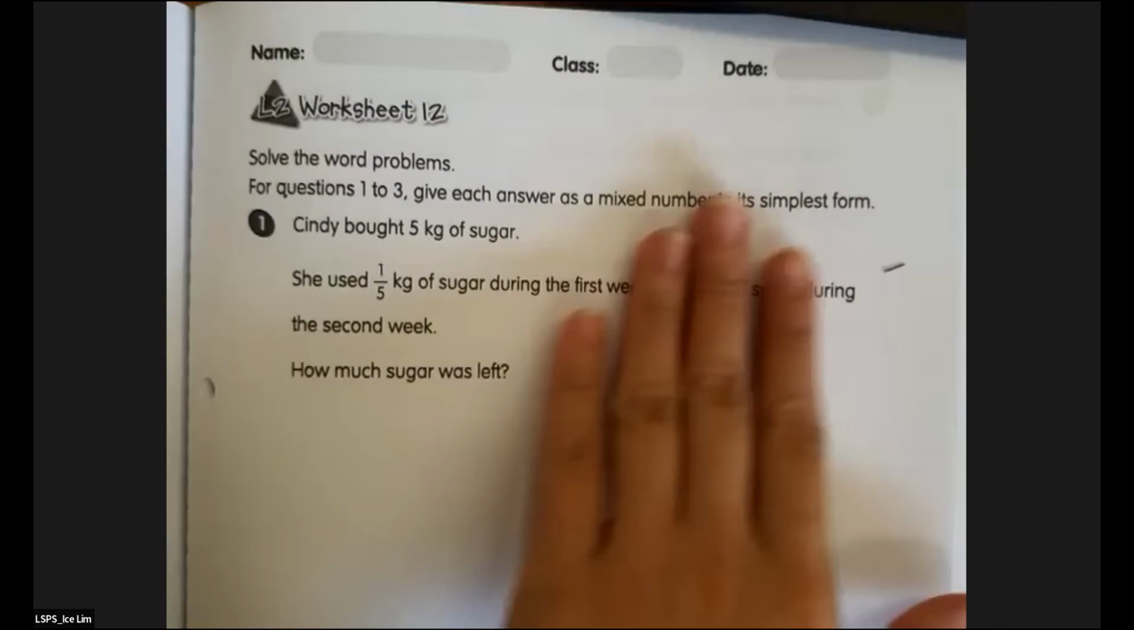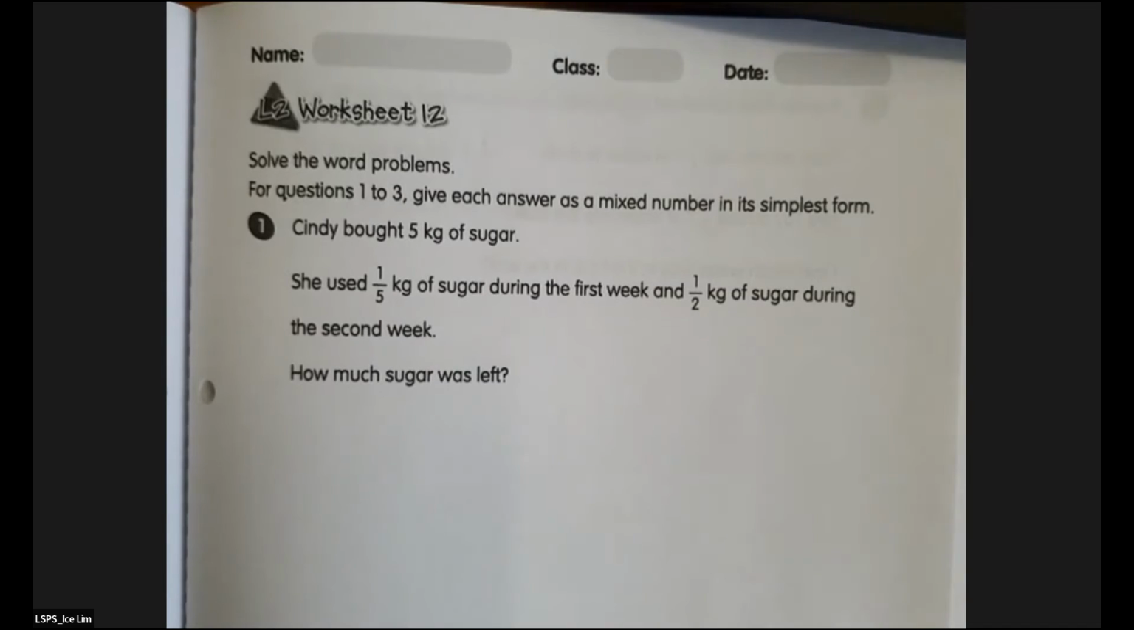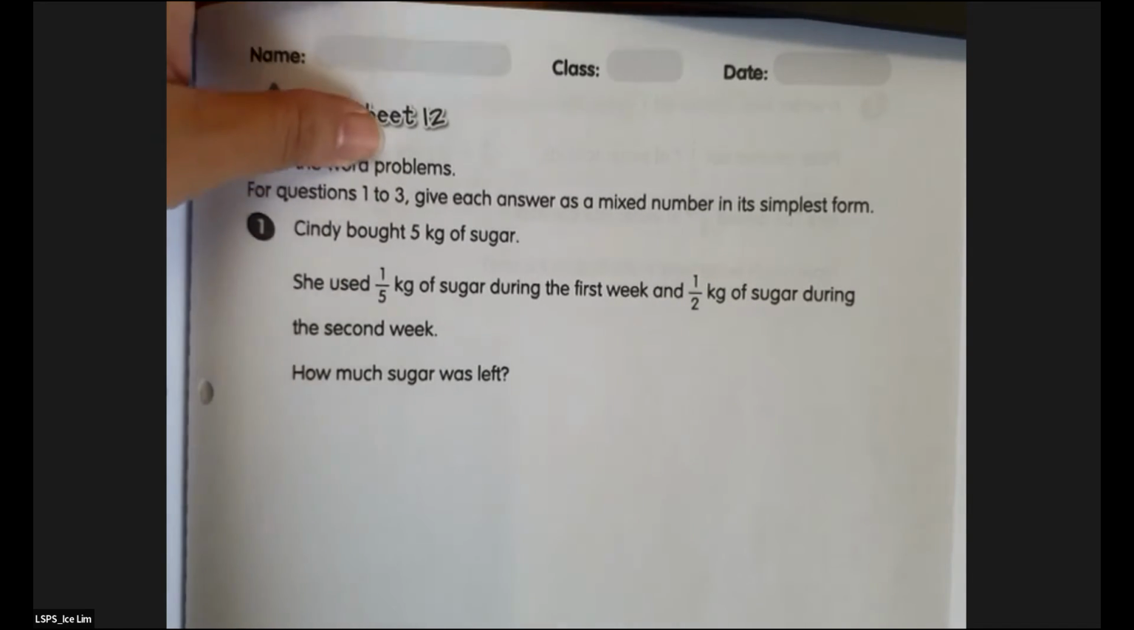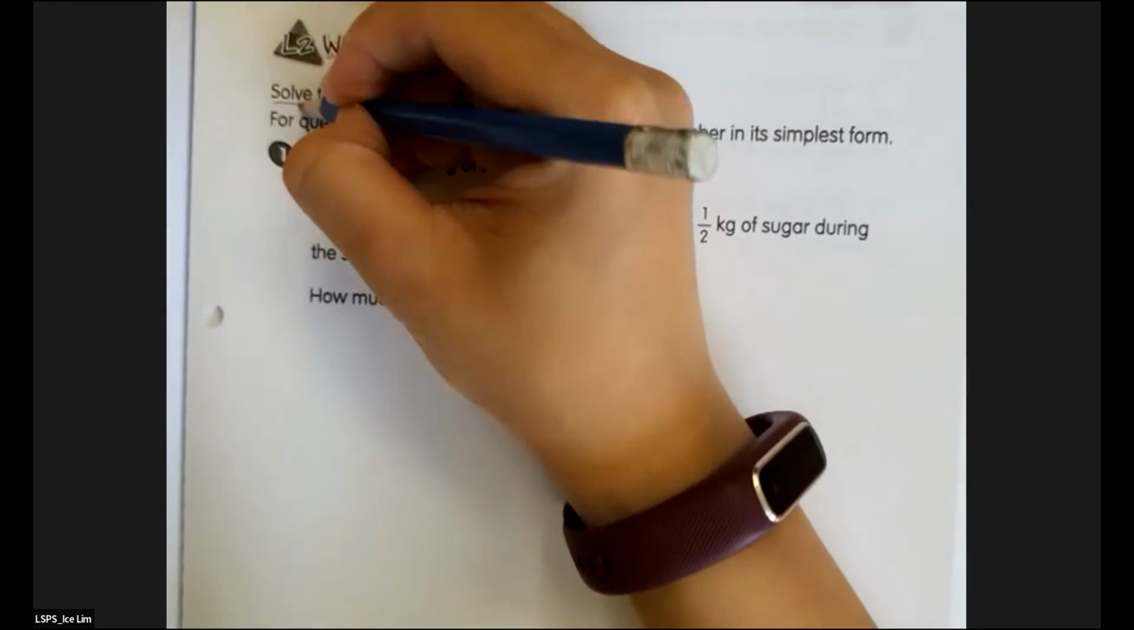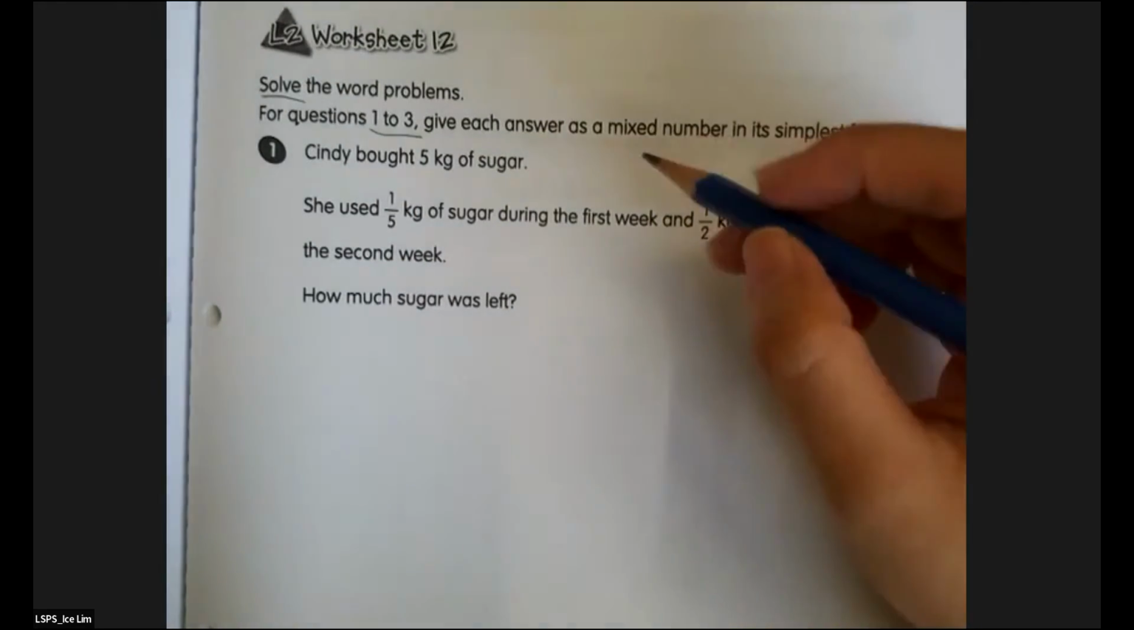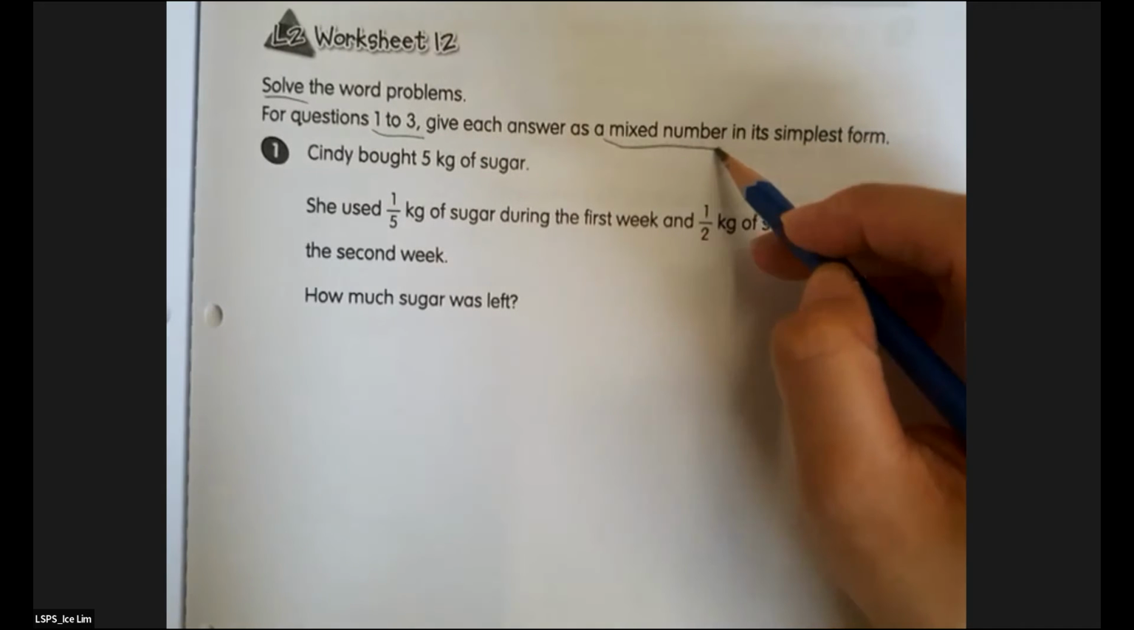Okay, so this is page 123, question number 1, level 2 question. Again, before we begin, pay attention to the keywords. Solve the problem for questions 1 to 3. Give your answer as a mixed number in its simplest form.